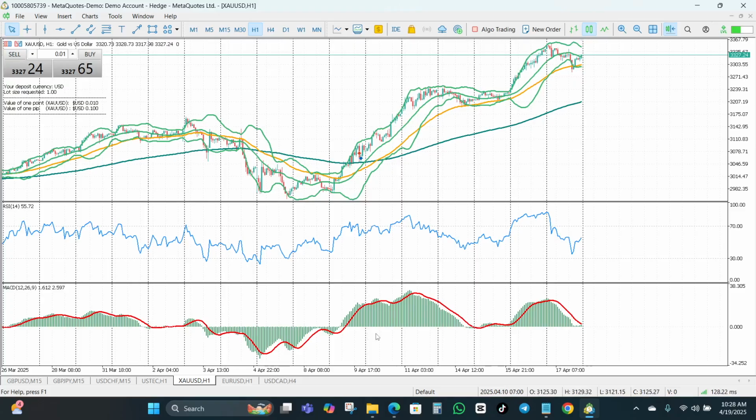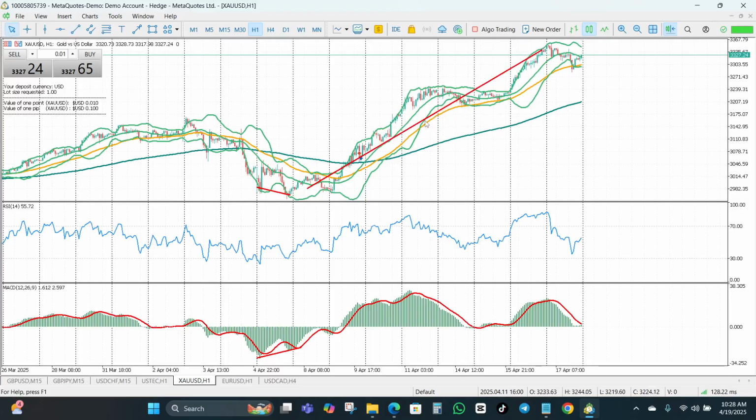Remember that a divergence occurs when the price is forming perhaps a lower low, and then you have the MACD forming a higher low. That's what we call a bullish divergence. So when you have a bullish divergence like this, it means that a bullish reversal is incoming, and you can see that's exactly what happened here.